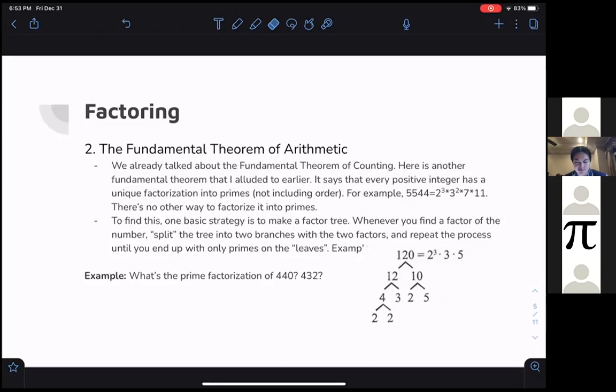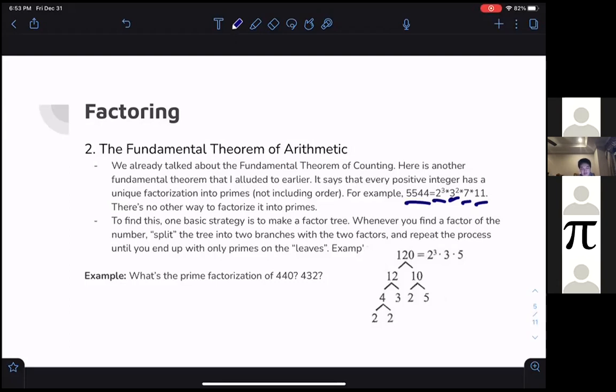So the fundamental theorem of arithmetic is another fundamental theorem just like that of counting. This time it states that every number has a unique prime factorization, exactly one, okay? For example, 5544 is 2 cubed times 3 squared times 7 times 11. These are exponents, of course. How many 2's divide this number? 3 of them. And 2 3's divide the number.